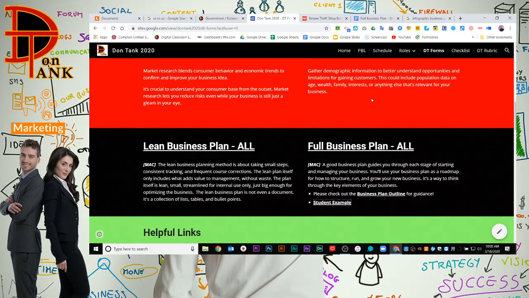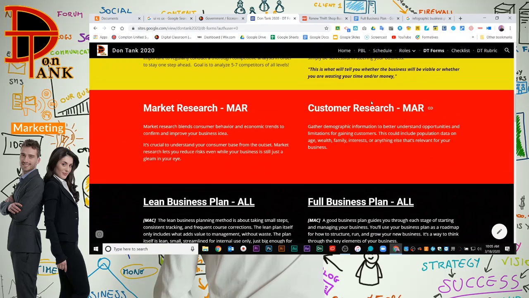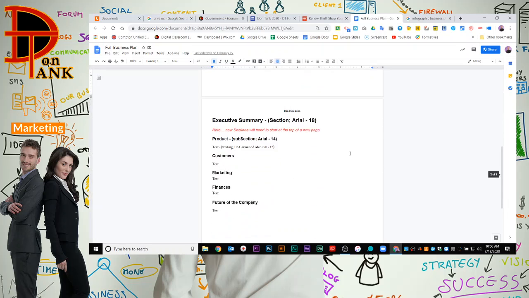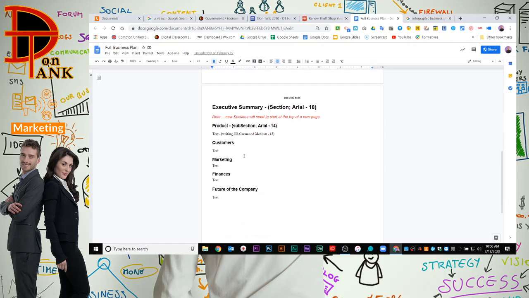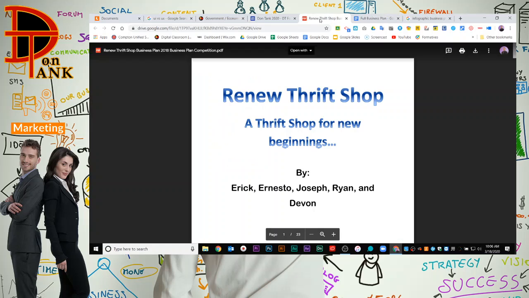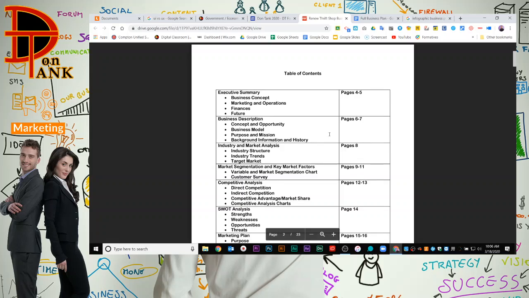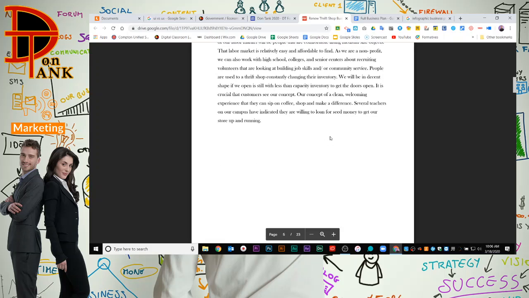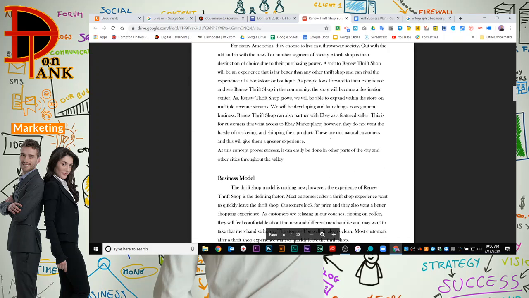So just the schedule, we know right now we've kind of moved away from market research and customer research, and we're moving into more the full business plan and writing it, and then doing the infographics on it. You have a copy of that in yours, and you would start writing your stuff in there. But let's look at the student example real quick and see the loopholes in it, and how we can really change that.